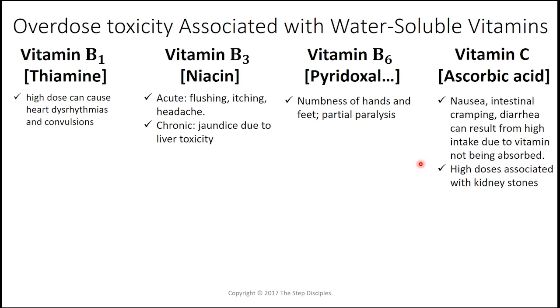Vitamin C or ascorbic acid, and again, associated with that, vitamin C is going to be the synthesis of collagen. Overdose is going to be nausea, intestinal cramping, diarrhea, and can result from high intake due to vitamin not being absorbed. And high doses associated with kidney stones. And just because I'm here mentioning this, high doses of vitamin C have not been shown to be effective in preventing common cold.